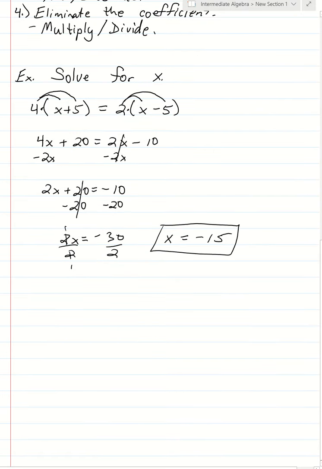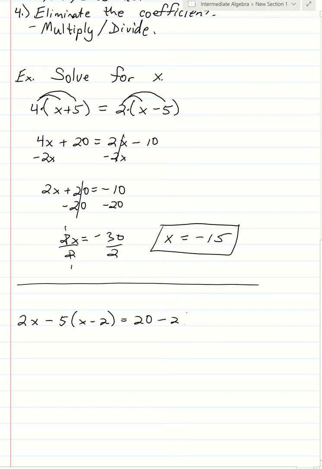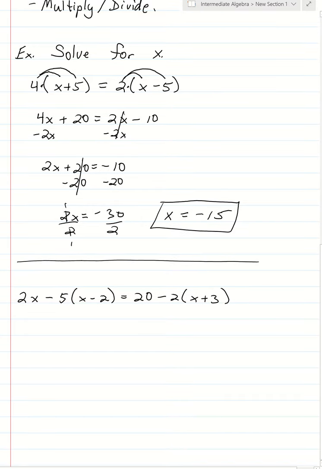Okay? That was the first one. Let's try one that's a bit more complicated. For example, same directions, solve, of course, for x. And let's say now we have 2x minus 5 times x minus 2 equaling 20 minus 2 times x plus 3.